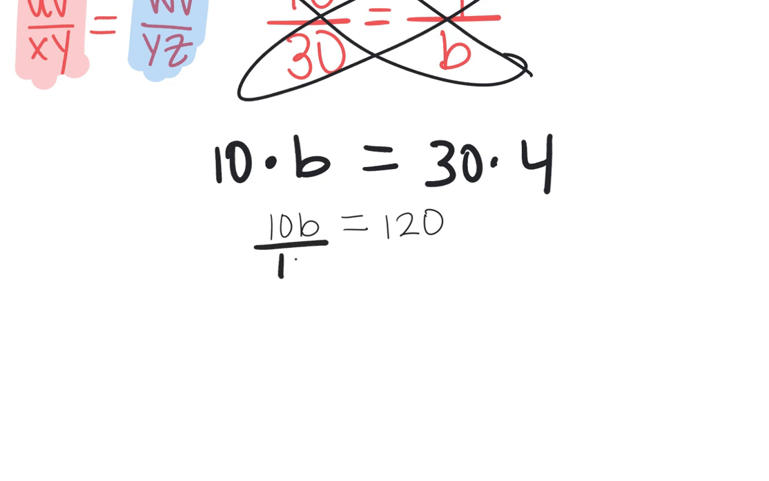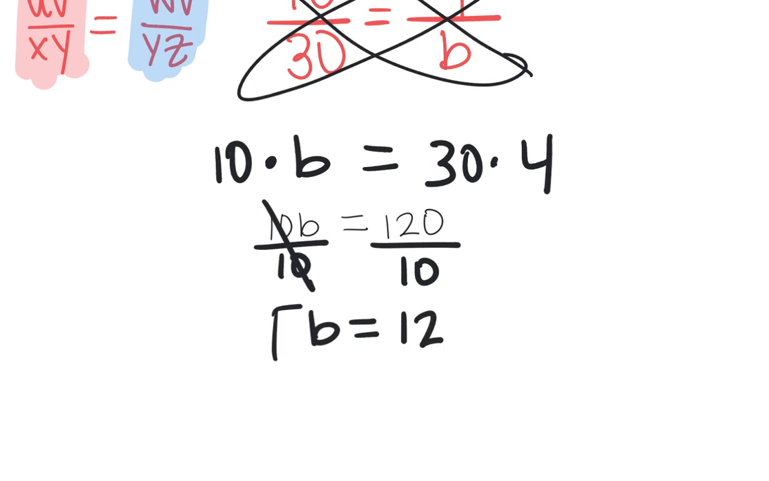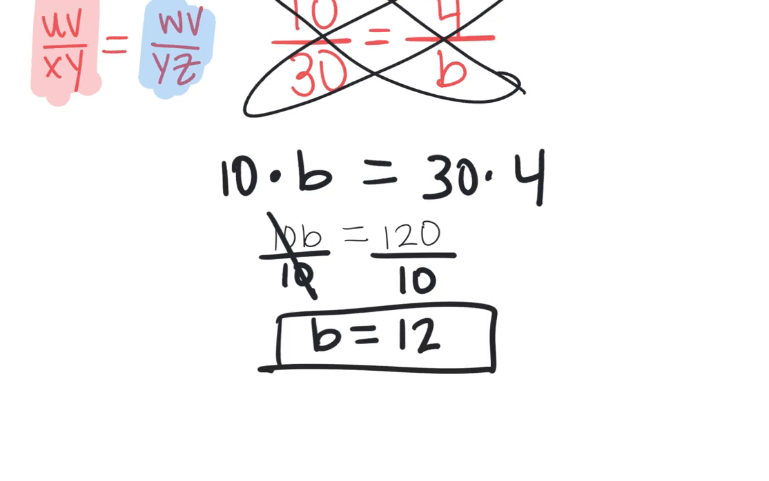I want to solve for B, so I need to divide by 10, the number in front of this variable. And I also have to do it on the right side. So 120 has to divide 10. B is left over. B equals, well, 120 divided by 10. It should give you a 12 when you put this in your calculator. So B equals 12.